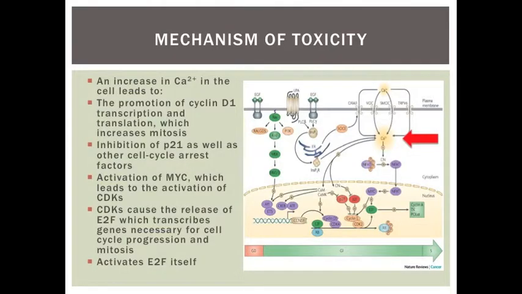In short, an increase in calcium ions leads to the promotion of cyclin D1 transcription and translation, which increases mitosis. It also inhibits P21, a downstream product of P53, as well as other cell cycle arrest factors. It causes the activation of MYC, which leads to the activation of cyclin-dependent kinases. Cyclin-dependent kinases, or CDKs, cause the release of E2F, which transcribes genes necessary for cell cycle progression and mitosis, and activates E2F itself. Therefore, the activation of CDKs results in increased mitosis activity.